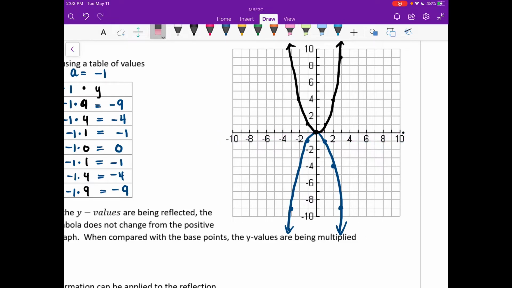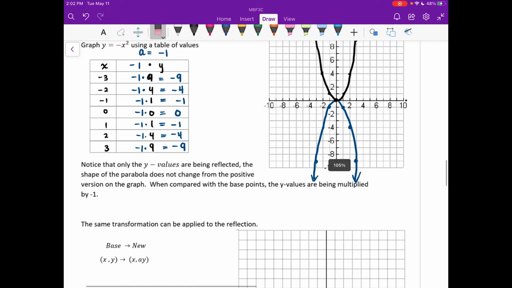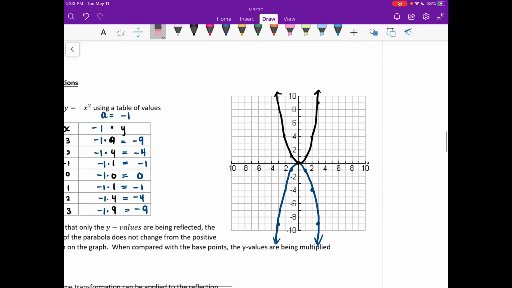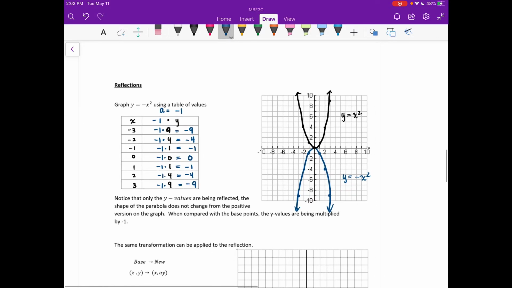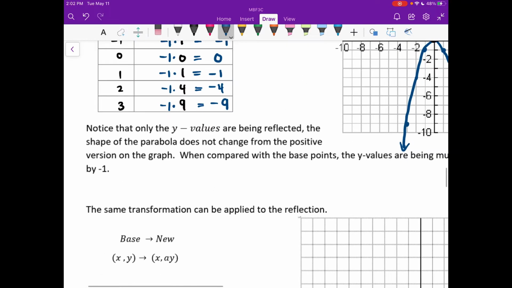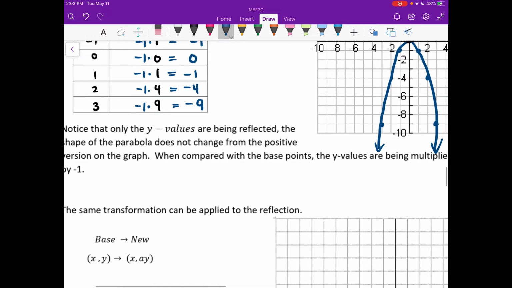You basically take your original equation and you just flip it over the x-axis and it gives you the new one. So I'm just going to label these as always. So this is my original and this is my reflection. So y equals negative x squared. Right, so notice that only the y values are being reflected. The shape of the parabola didn't change from the positive version.